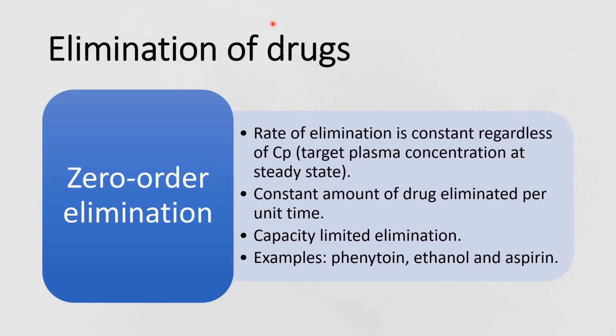So after the drug is first absorbed and then distributed throughout the body and then metabolized, it has to be eliminated from the body after performing its function. So a drug can be eliminated by zero order elimination and first order elimination. In zero order elimination, the rate of elimination is constant regardless of Cp, that is target plasma concentration at a steady state. In this process, a constant amount of drug is eliminated per unit time. It is basically a capacity limited elimination. Examples include phenytoin, ethanol, and aspirin, which use zero order elimination.